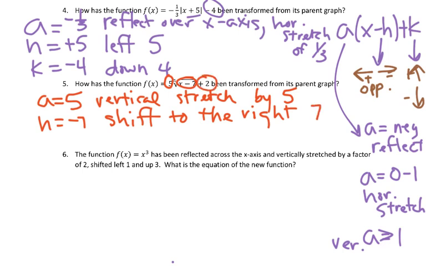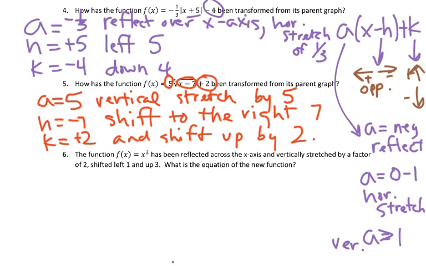And then finally a plus 2 on the k. So, and shift up by 2. Okay? Now number 6, we're kind of working backwards.